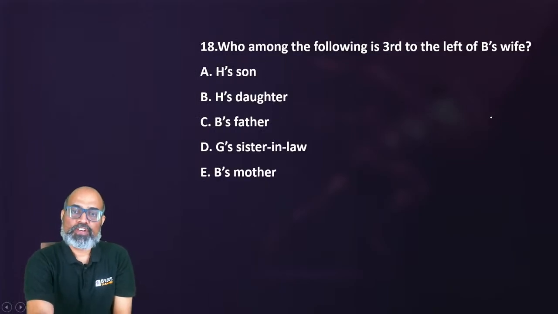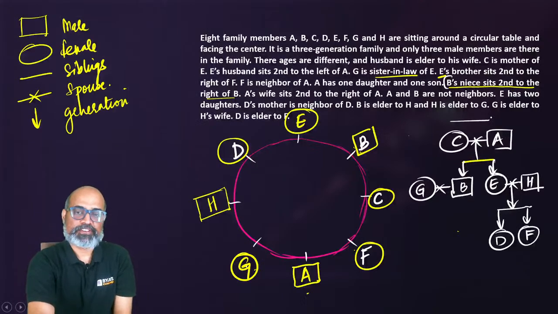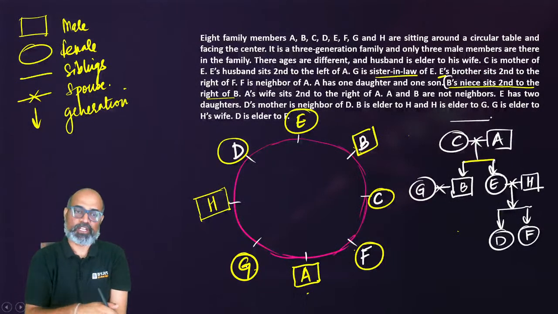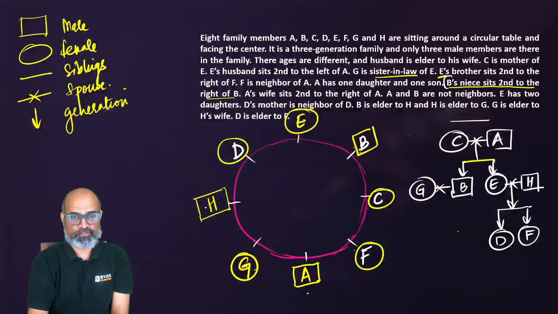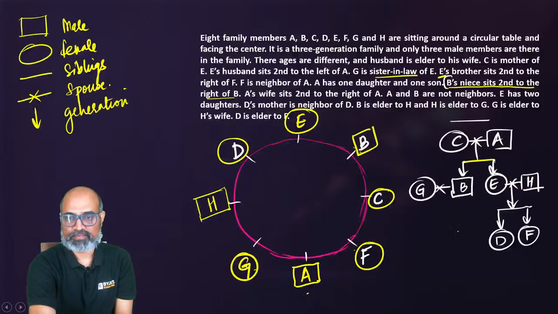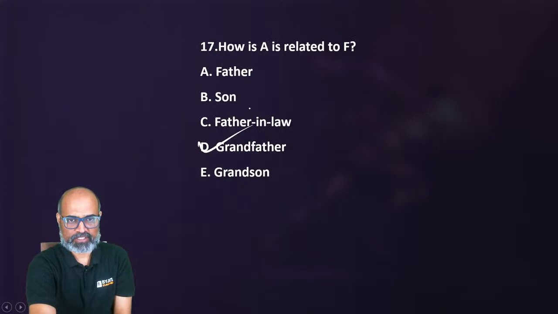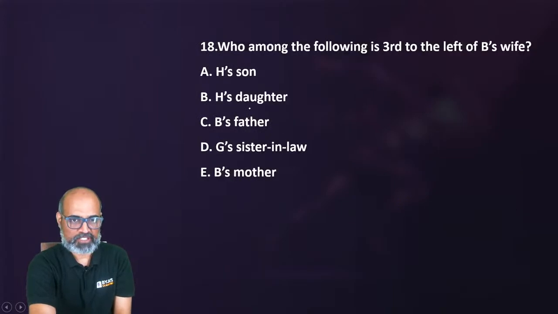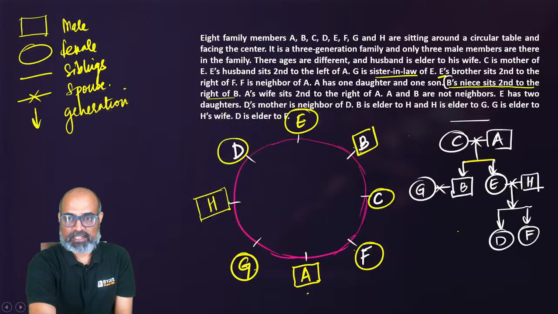Who among the following is third to the left of B's wife? B's wife is G. Third to the left of G is going to be, first to the left is H, second is D, third is E. So it's going to be E. And who is E? E is A and C's daughter. Do we have A or C's daughter? Is E given as H's wife?